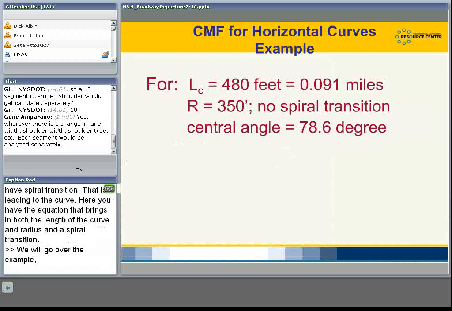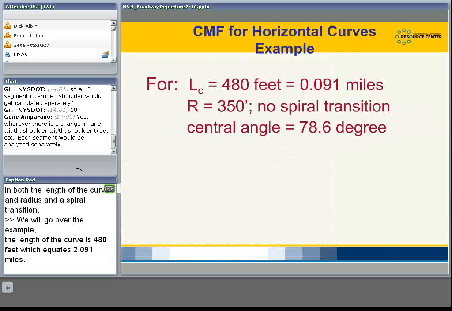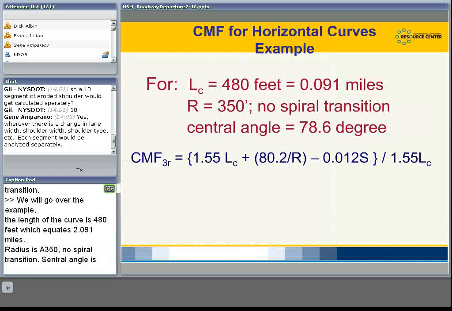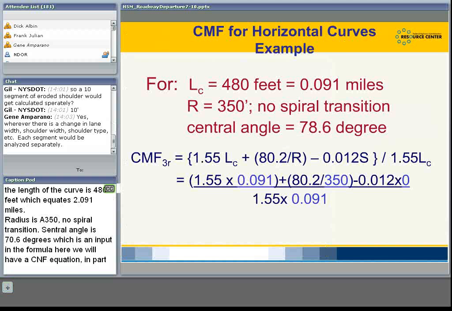We're going to go over an example for the horizontal curve. The length of this curve is 480 feet, which equates to about 0.091 miles. The radius of the curve is 350 feet. There's no spiral transition. The central angle is 78.6 degrees, which really isn't an input into the formula.